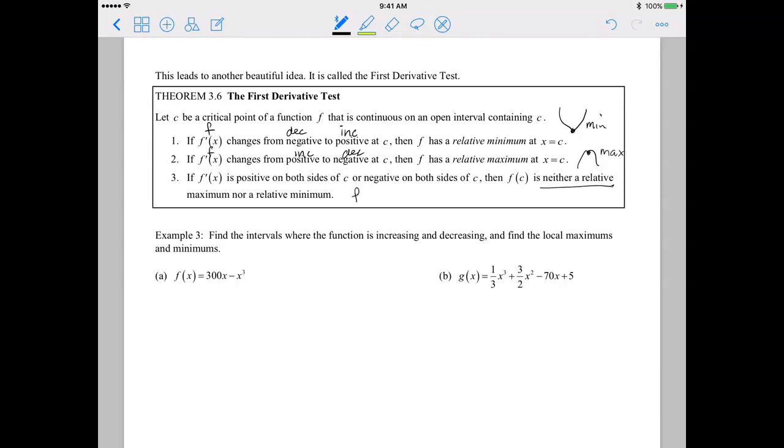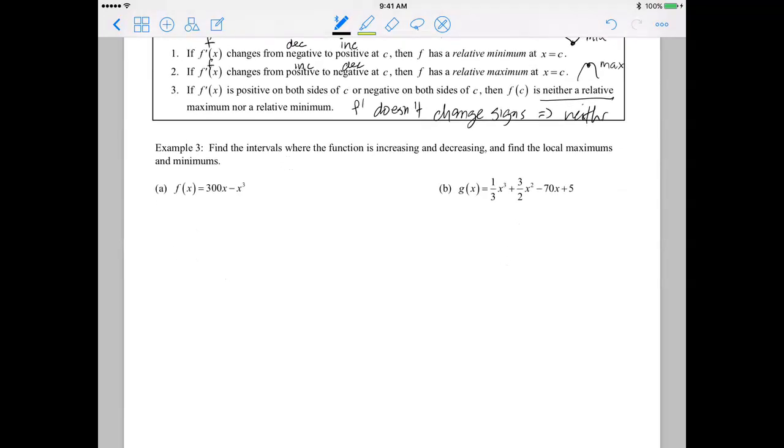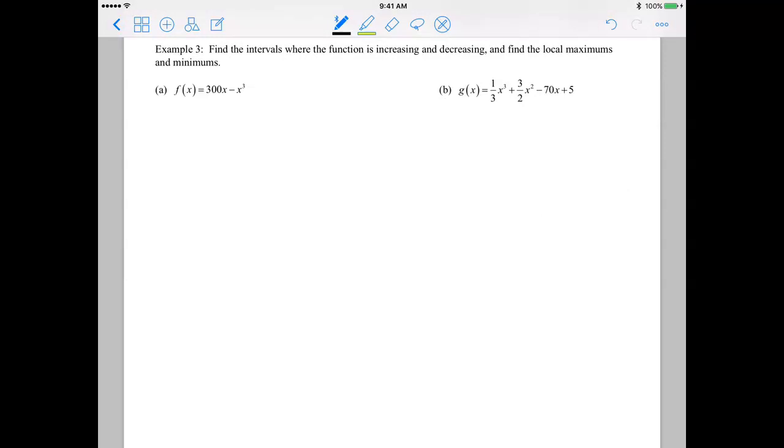And so really what that's saying is that if f prime does not change signs, then we do not have a max or a min. So if f prime doesn't change signs, then that means we have neither a max nor a min. Okay, so example 3, we want to find the intervals where f is increasing and decreasing, and then also find the local maximums and minimums.